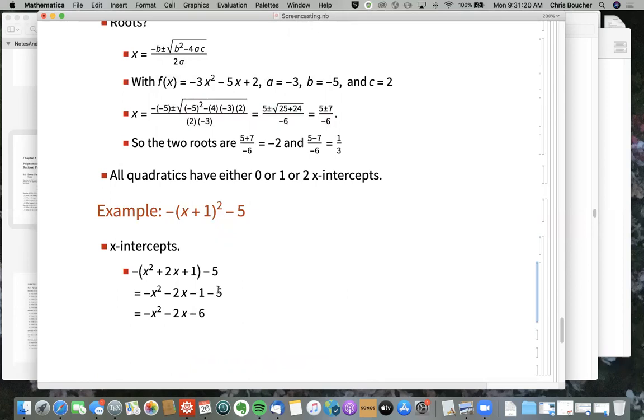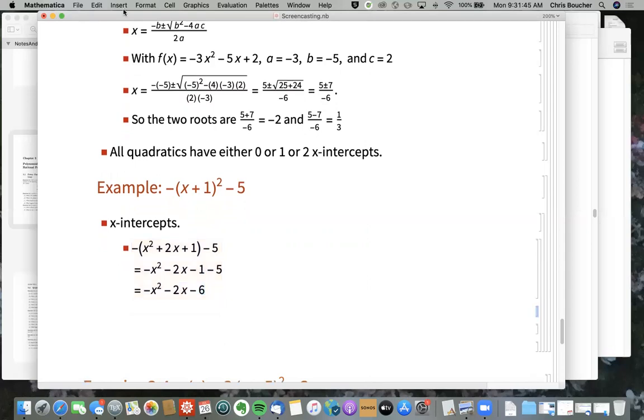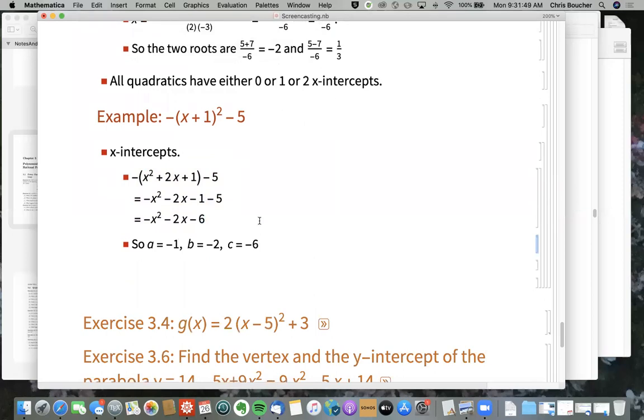and use the quadratic formula again. Okay, so I square the binomial, right? Square the first is x squared, twice the product of the two terms is 2 times x, and square the last is 1 squared, which is 1. And then I distribute the minus sign through the parentheses, and I combine the two like terms at the end, the -1 and the -5, to give me this thing at the end. Okay, so then to find the x-intercepts, I will use the quadratic formula. Right there are my coefficients, -1, -2, -6.